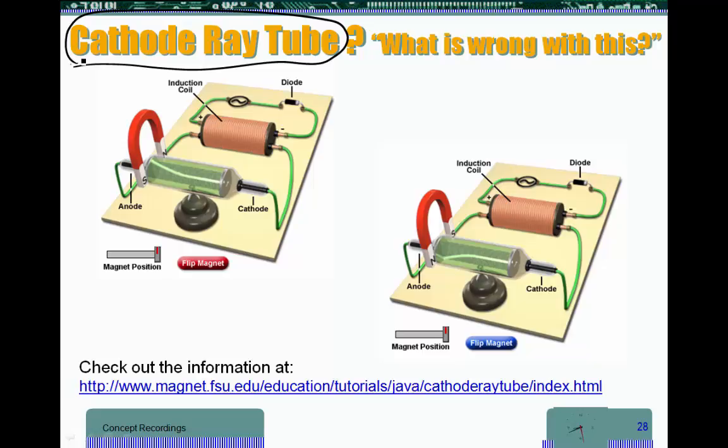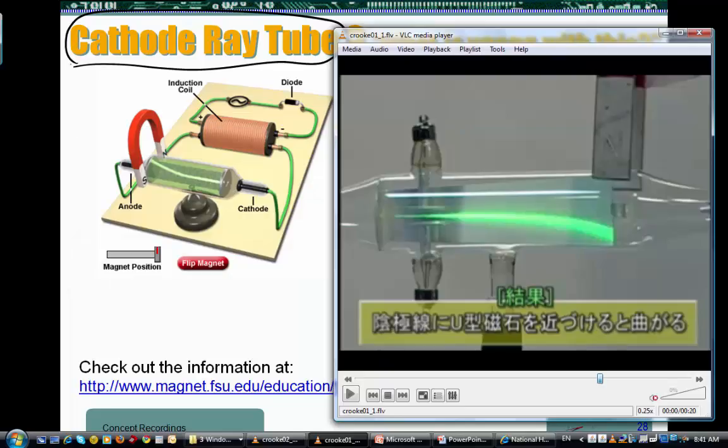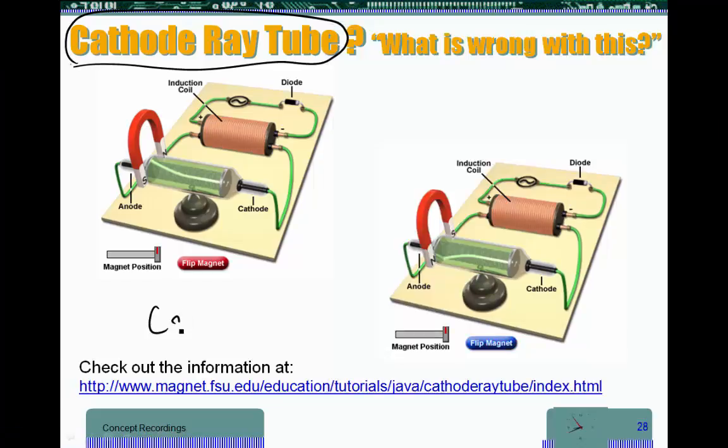Okay, there is something wrong with this picture here, so I'm going to skip it for a second, show you a video, and then we'll go back to this. Okay, let me go to the videos. This is one. What we have here is what we call Crookes tube. Let me go back and spell it. Crookes tube.